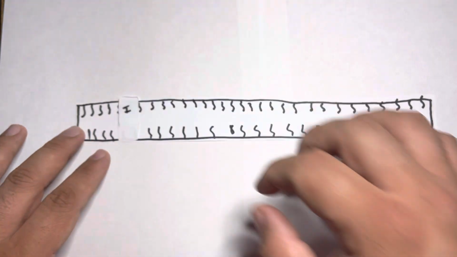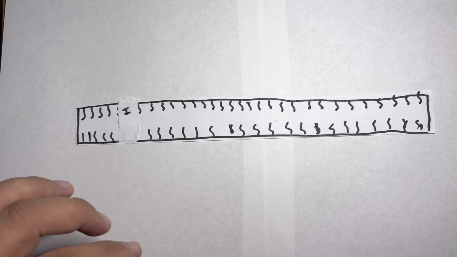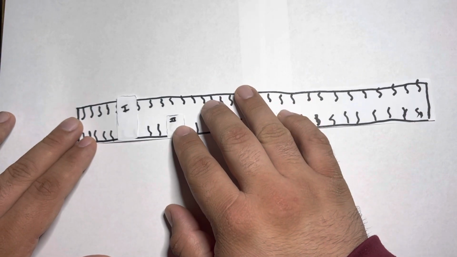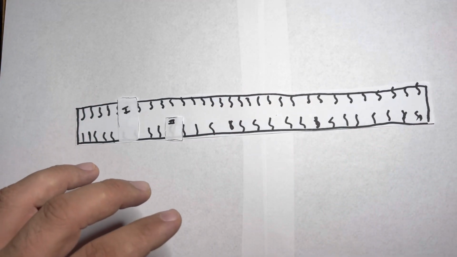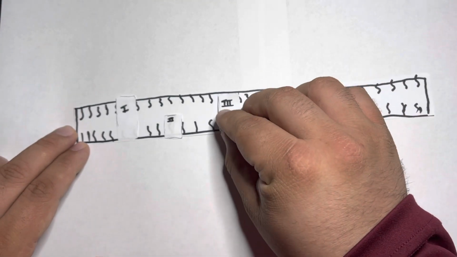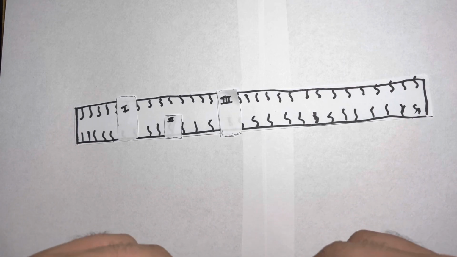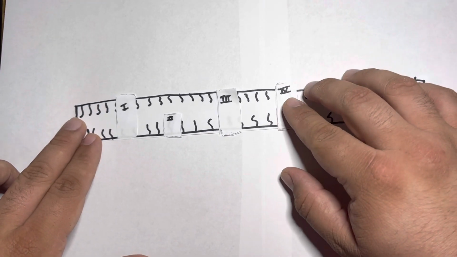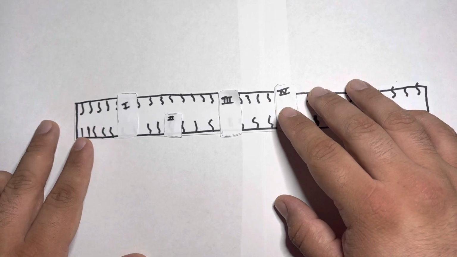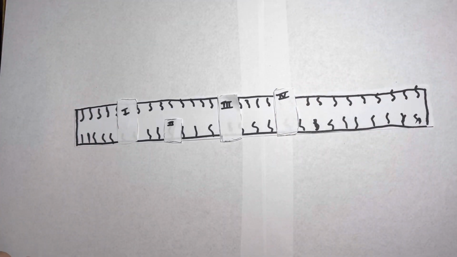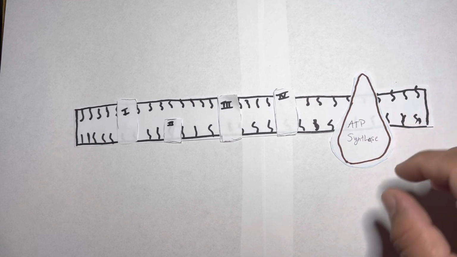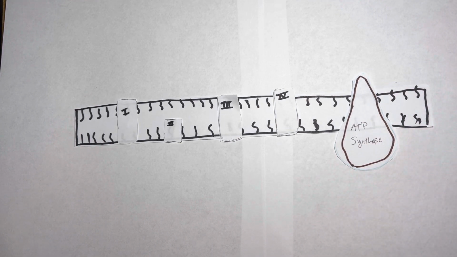So there's one, there's two, there's three, and number four. So these are going to be the four major protein complexes that happen during oxidative phosphorylation and are part of the electron transport chain. The final protein complex is ATP synthase. This is where we're going to get our ATP from.